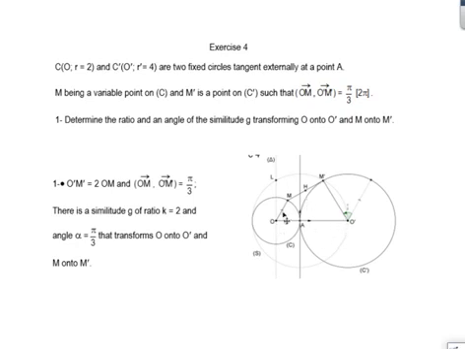M prime. Of course, to get the ratio, we have to write O prime M prime is equal to K OM, and the angle, suppose it's alpha, is equal to the angle (OM, O prime M prime). Since O prime M prime is equal to twice OM, then we say K is 2, or O prime M prime is 4, OM is 2, so 4 divided by 2 is 2. And the angle is given here, it's pi by 3, then we say G is a similitude of ratio 2 and angle pi over 3.